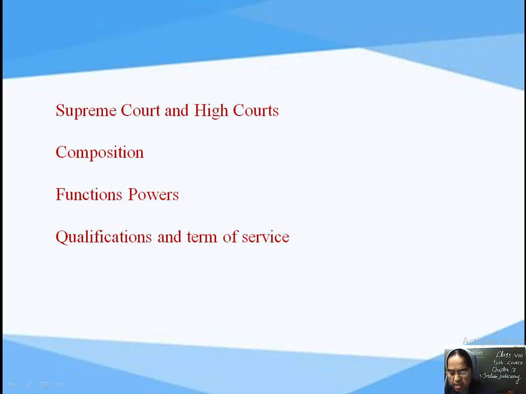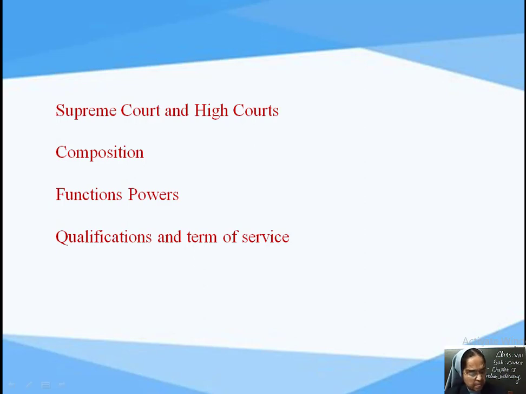A High Court is headed by a Chief Justice. The President of India appoints the Chief Justice of a High Court after consulting the Chief Justice of India and the Governor of the state concerned. The other judges of the High Court are appointed by the President in consultation with the Chief Justice of India, the Chief Justice of the High Court and the Governor of the state.